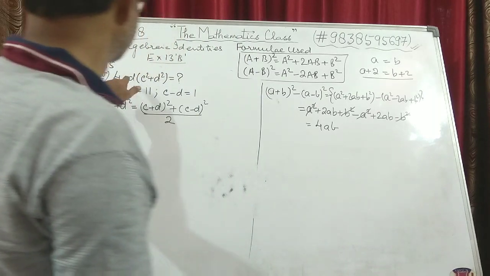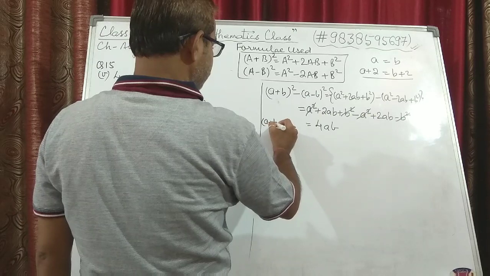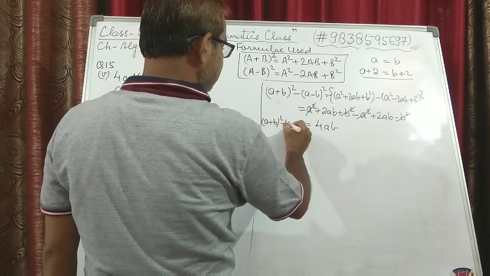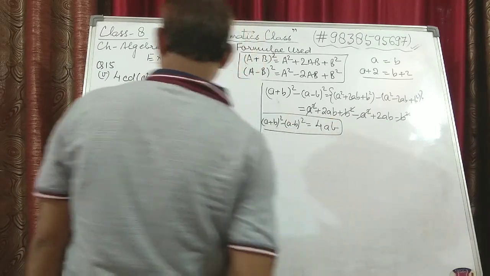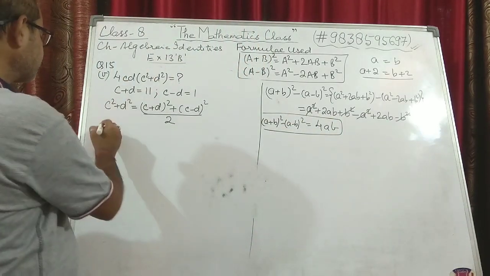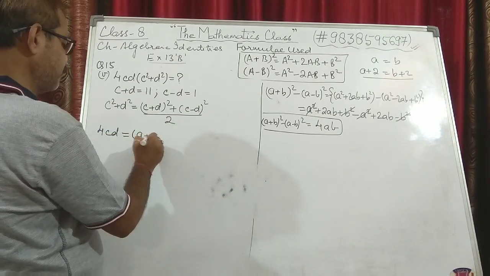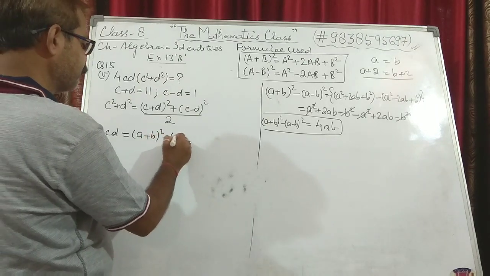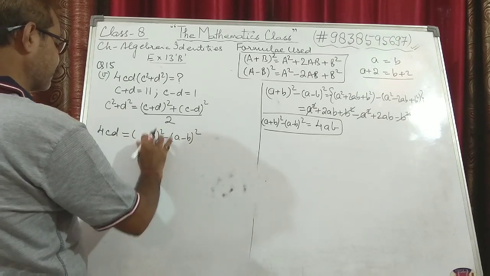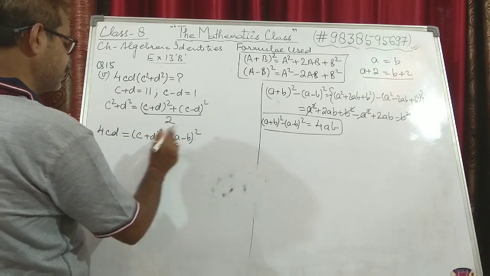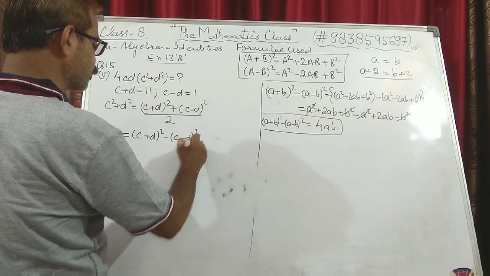4AB, and we need what? 4CD over it. It means 4AB can be written as (A plus B) whole square minus (A minus B) whole square. So this formula we are going to use for 4CD. 4CD can be written as (A plus B) whole square minus (A minus B) whole square. Oh, I mean to say CD: 4CD is (C plus D) whole square minus (C minus D) whole square.